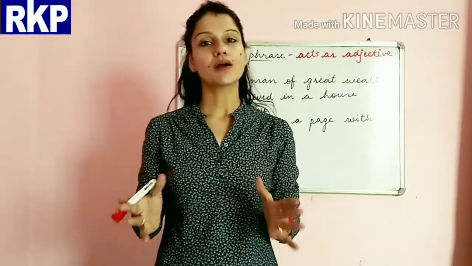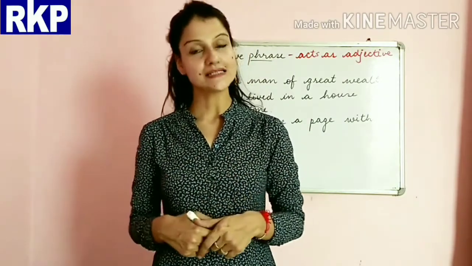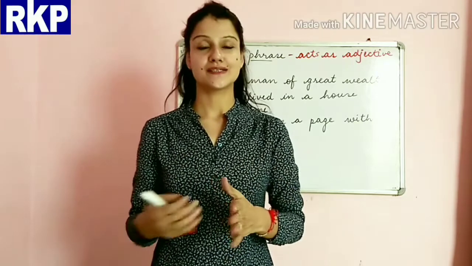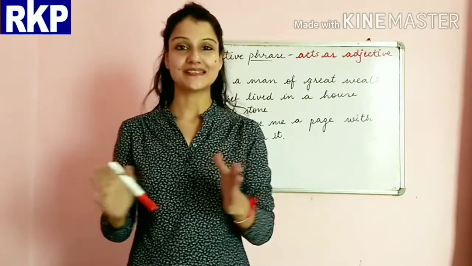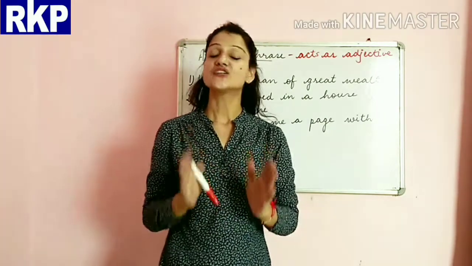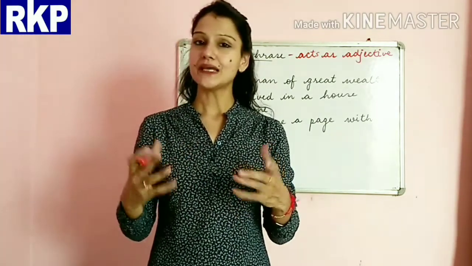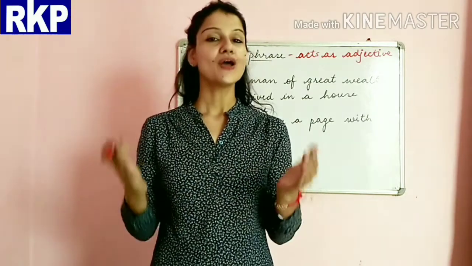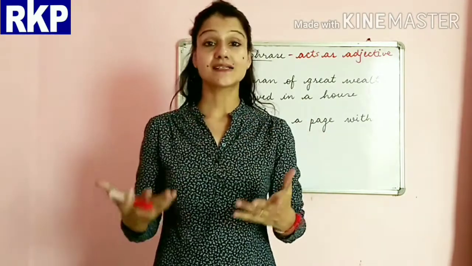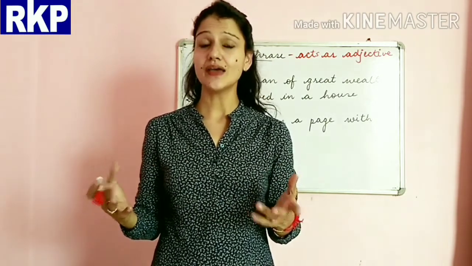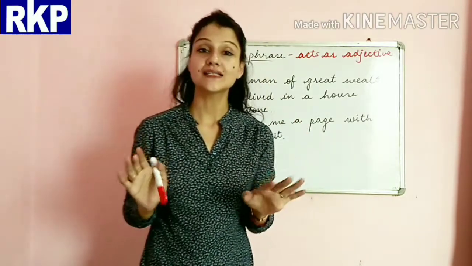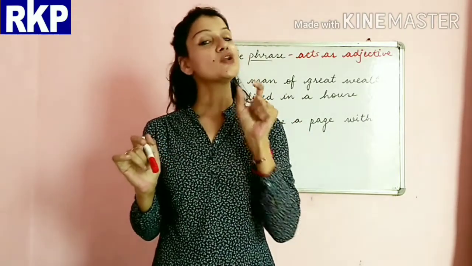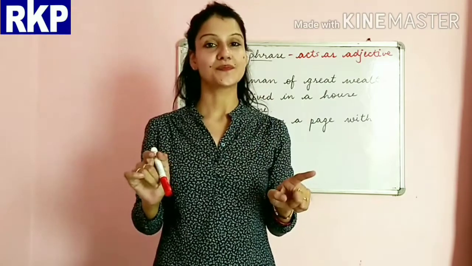So far we have covered noun phrase and adverb phrase. Now we are going to talk about an adjective phrase. Beta, an adjective phrase is simply a group of words which together acts as an adjective in the sentence. You have to keep this in mind and remember it: here it will not be a single word adjective.